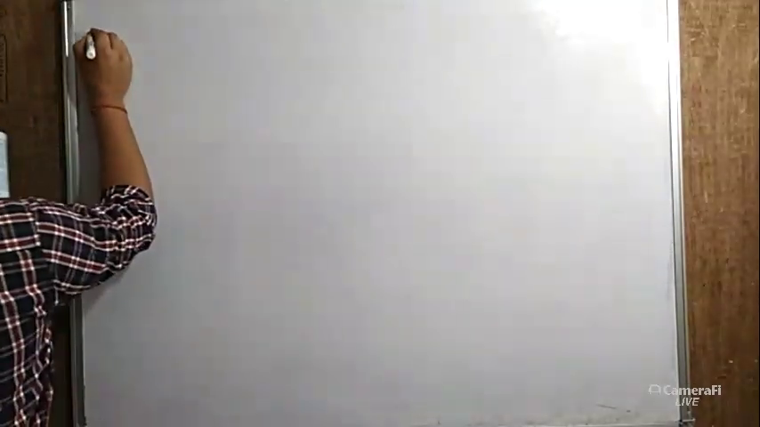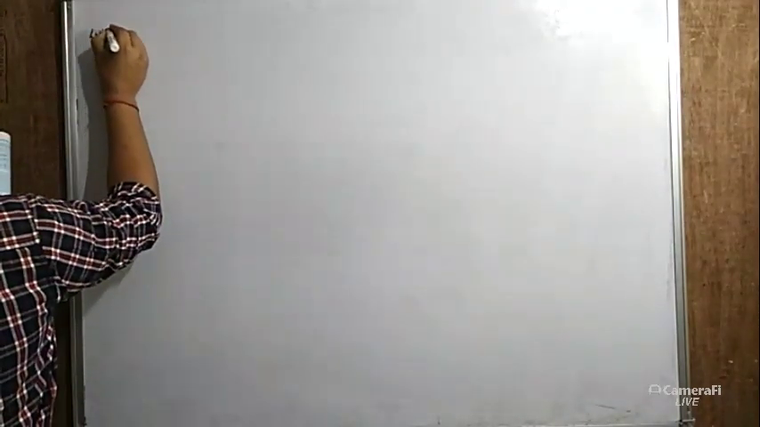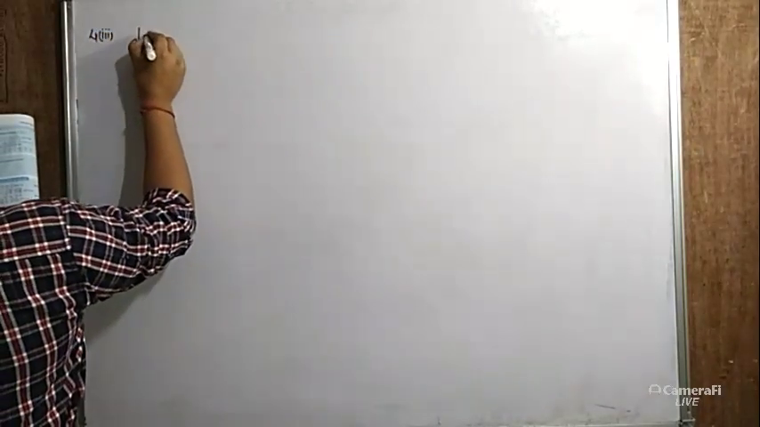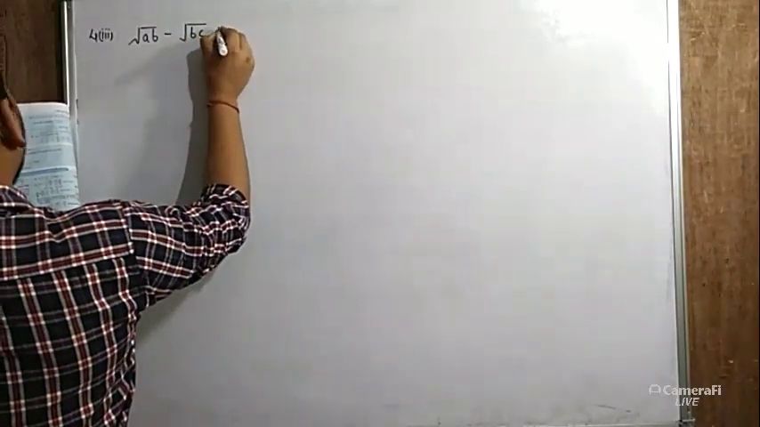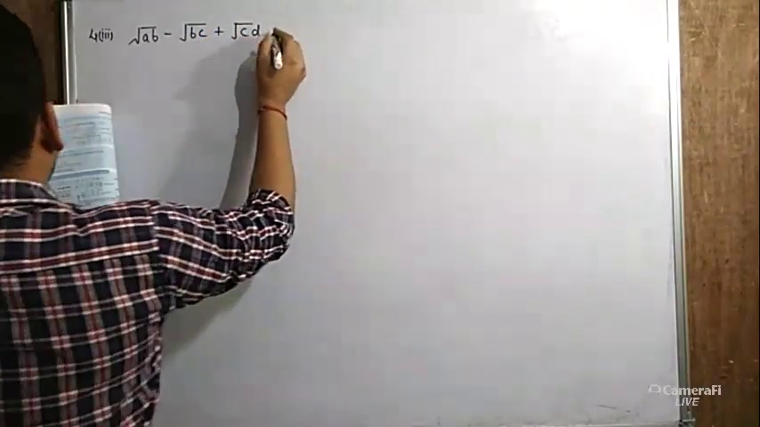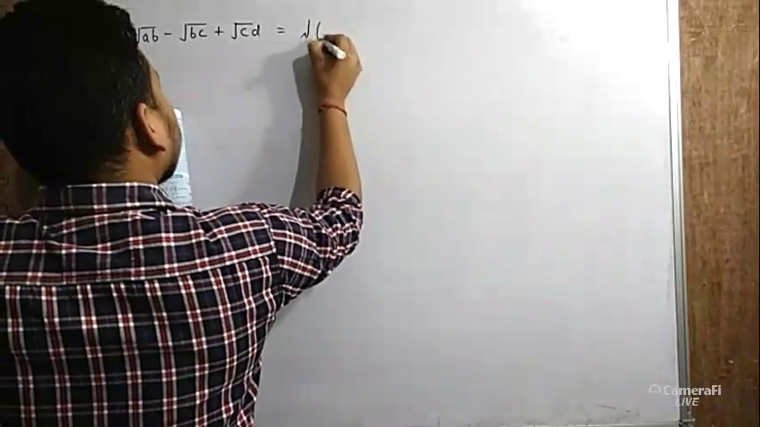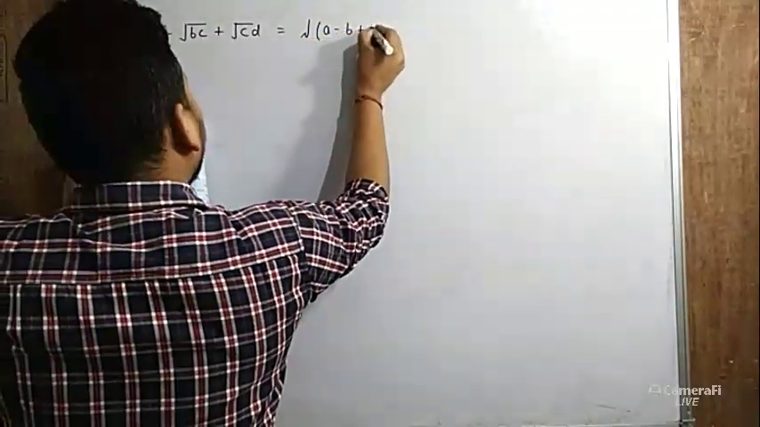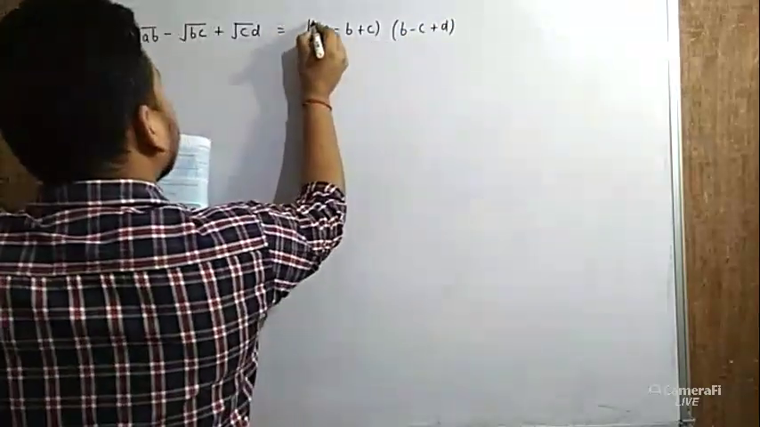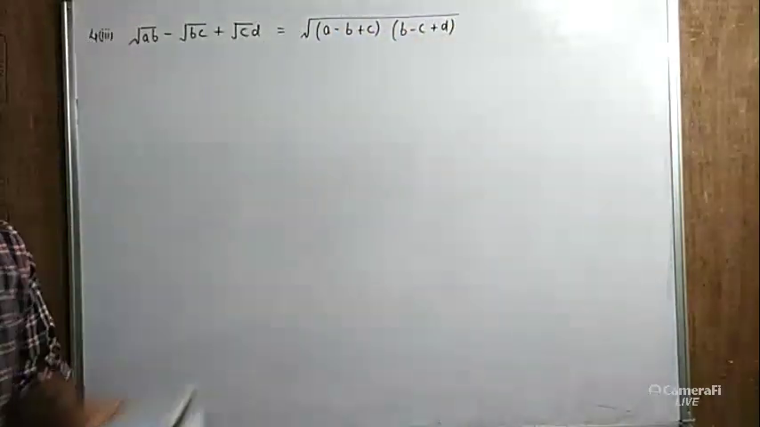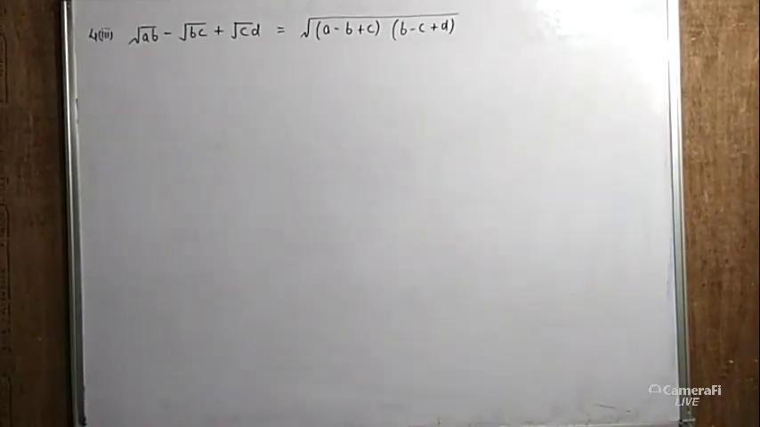The question number, this is question number 4, third part, the last exercise of this chapter. Fourth, third part is: root AB minus root BC plus root CD is equal to (A minus B plus C, and then after that B minus C plus D). This is our question, and we have to prove left hand side is equal to right hand side.